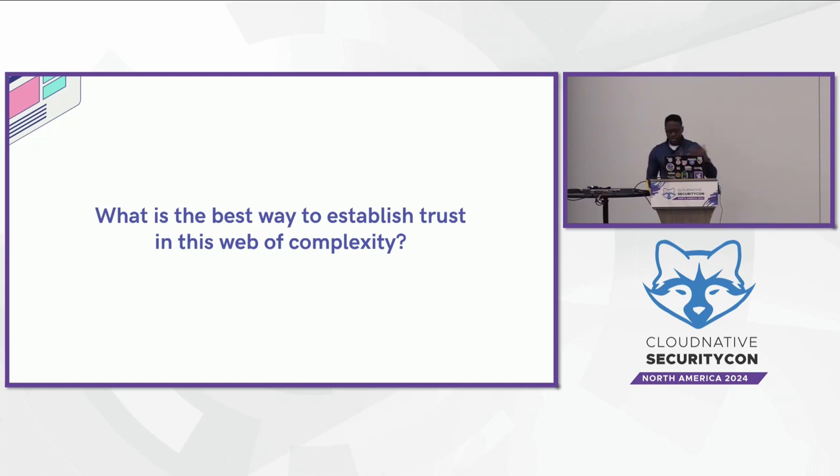So as much as we should be asking the question, how do we establish trust in the web of complexity, we should be asking, what is the best way? Because we can certainly still establish trust by integrating different security standards, but as I just walked through a couple of different challenges it introduces, we want to find a way of alleviating those particular problems.